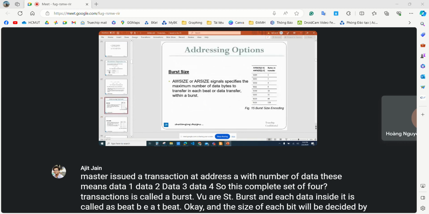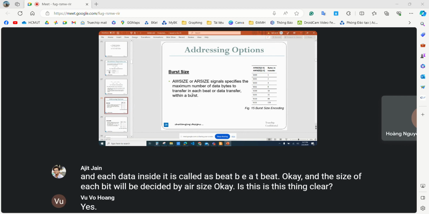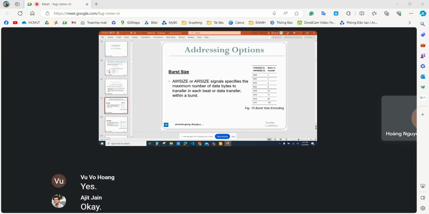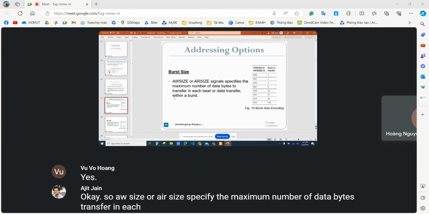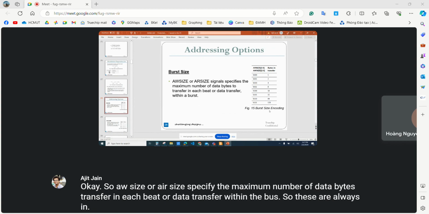The size of each beat is decided by AR size. Is this clear? Okay. So AW size or AR size specifies the maximum number of data bytes transferred in each beat, or data transfer, within the bus. These are always a power of 2.